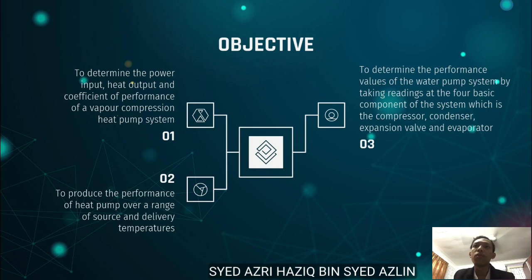Next is the objective of the mechanical heat pump experiment. There are three objectives for this experiment. The first one is to determine the power input, heat output, and the coefficient of performance of a vapor compression heat pump system. The second one is to produce the performance of the heat pump over a range of source and delivery temperatures. The third one is to determine the performance value of the heat pump system by taking readings at the four basic components of the system, which are the compressor, condenser, expansion valve, and the evaporator.